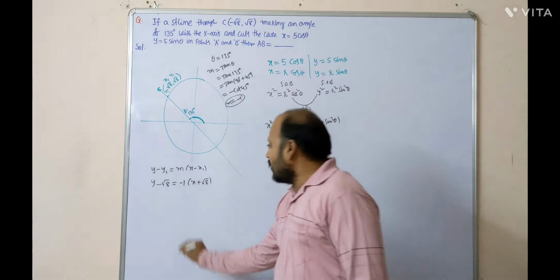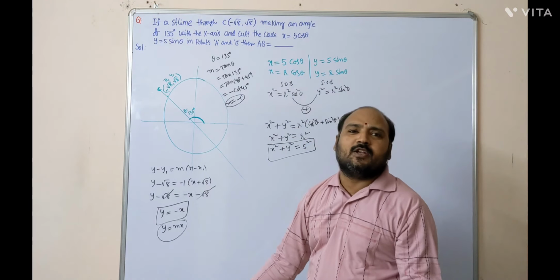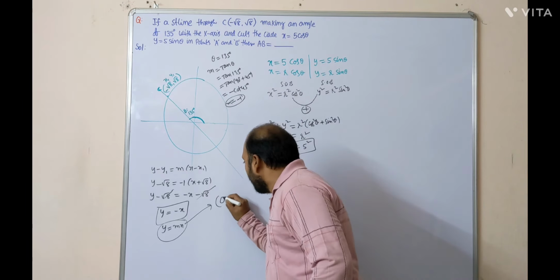So now simplification. y minus root 8 equal to minus x minus root 8. On both sides minus root 8 gets cancelled. So y is equal to minus x. It is in the form of y is equal to mx. The line y is equal to mx is always passing through the origin. You remember, this line is always passing through the origin.